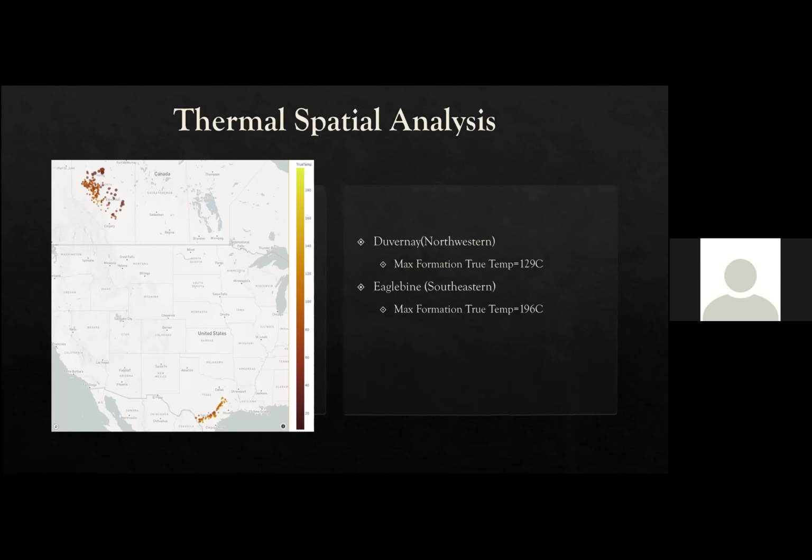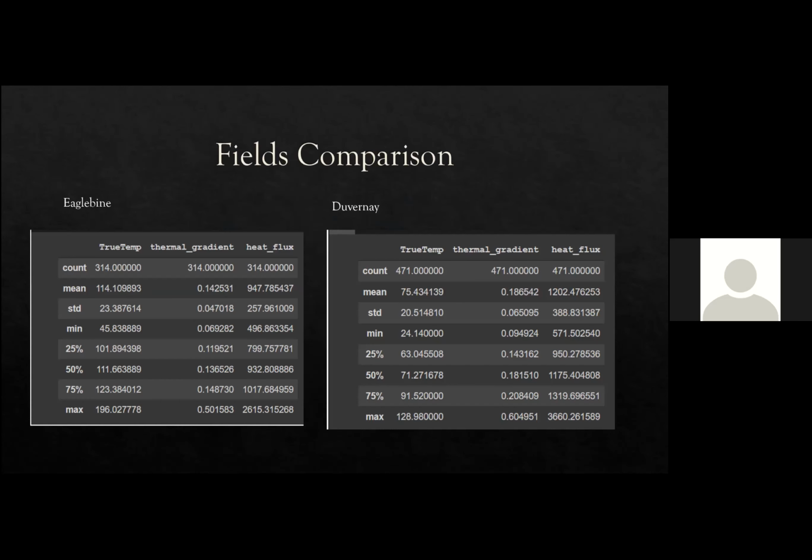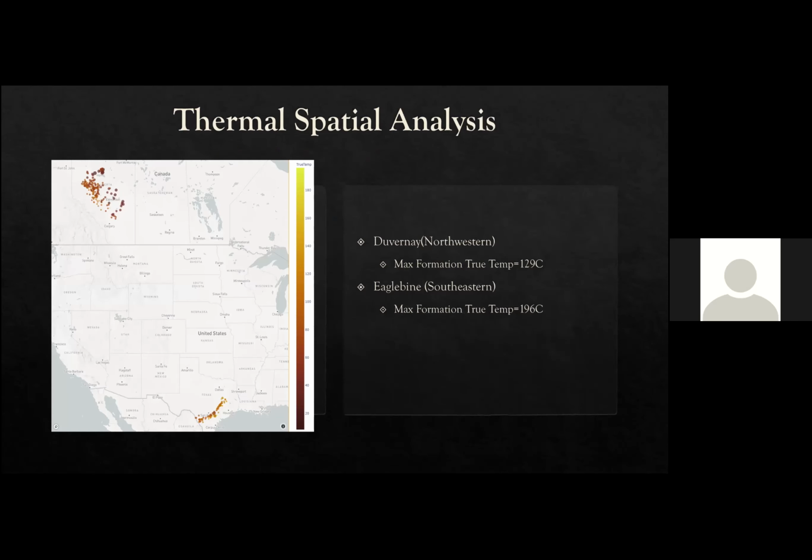Other statistical data is also present, which we will talk about next. Max formation temperature is 129 degrees Celsius and 196 degrees Celsius in Duvernay and Eaglebine, respectively.